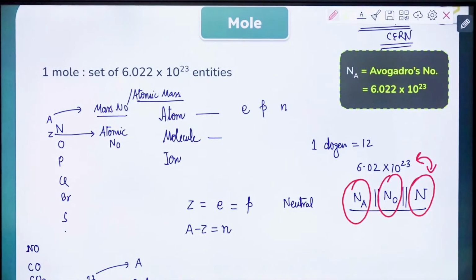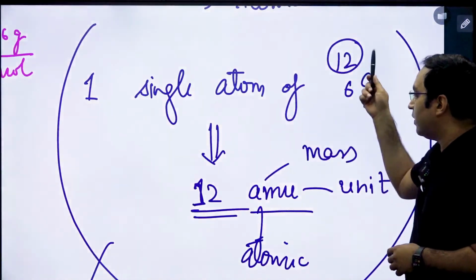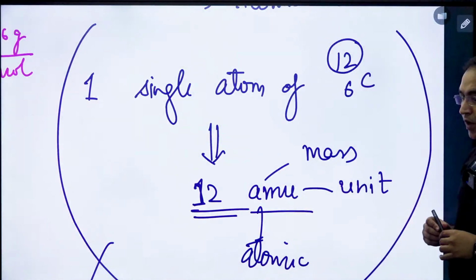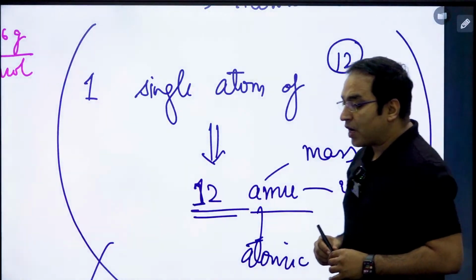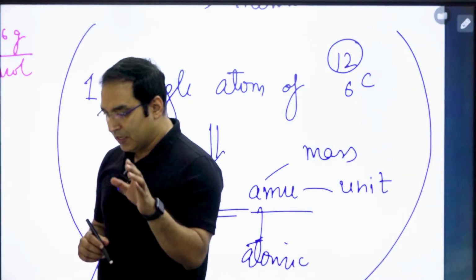We talked about a concept of AMU. If you have a single atom, like 6C12, its mass is how much? 12 AMU.